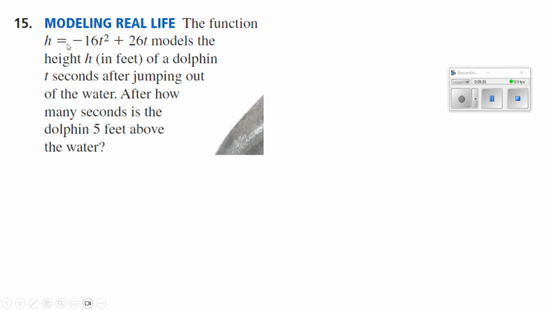Modeling in real life. The function h equals negative 16t squared plus 26t models the height in feet of a dolphin t seconds after jumping out of the water. After how many seconds is the dolphin 5 feet above the water? All right.